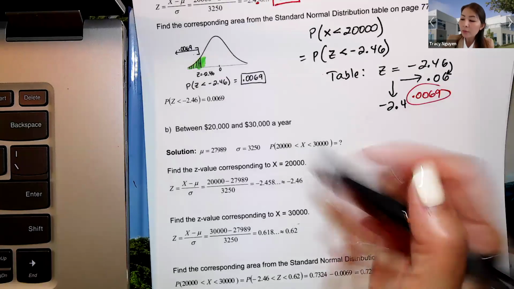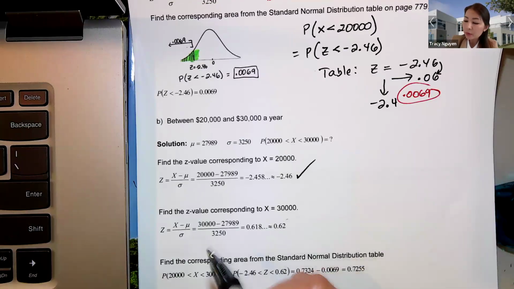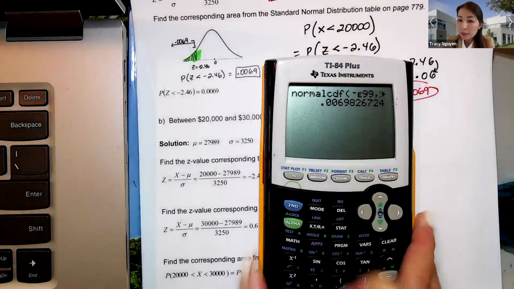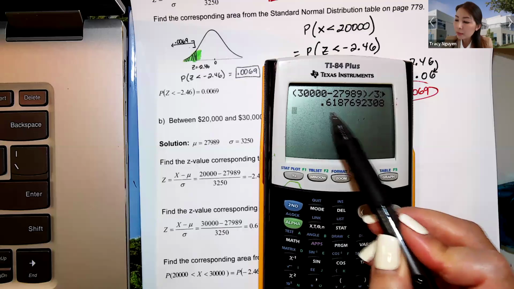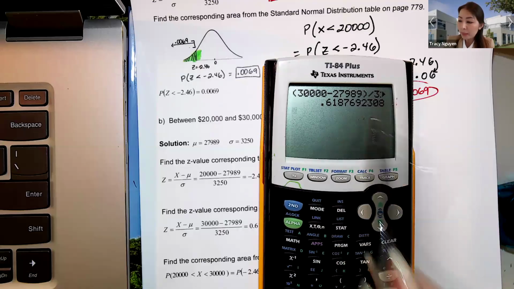So for our Z, the first Z value we get is negative 2.46. Now we're using the same value for mu and sigma, but we just change X to 30,000. So let me share my calculator to show the second computation for Z here. Open parentheses, 30,000 minus 27,989. Close it, divided by 3,250. Then this gives us 0.6187 and so on.